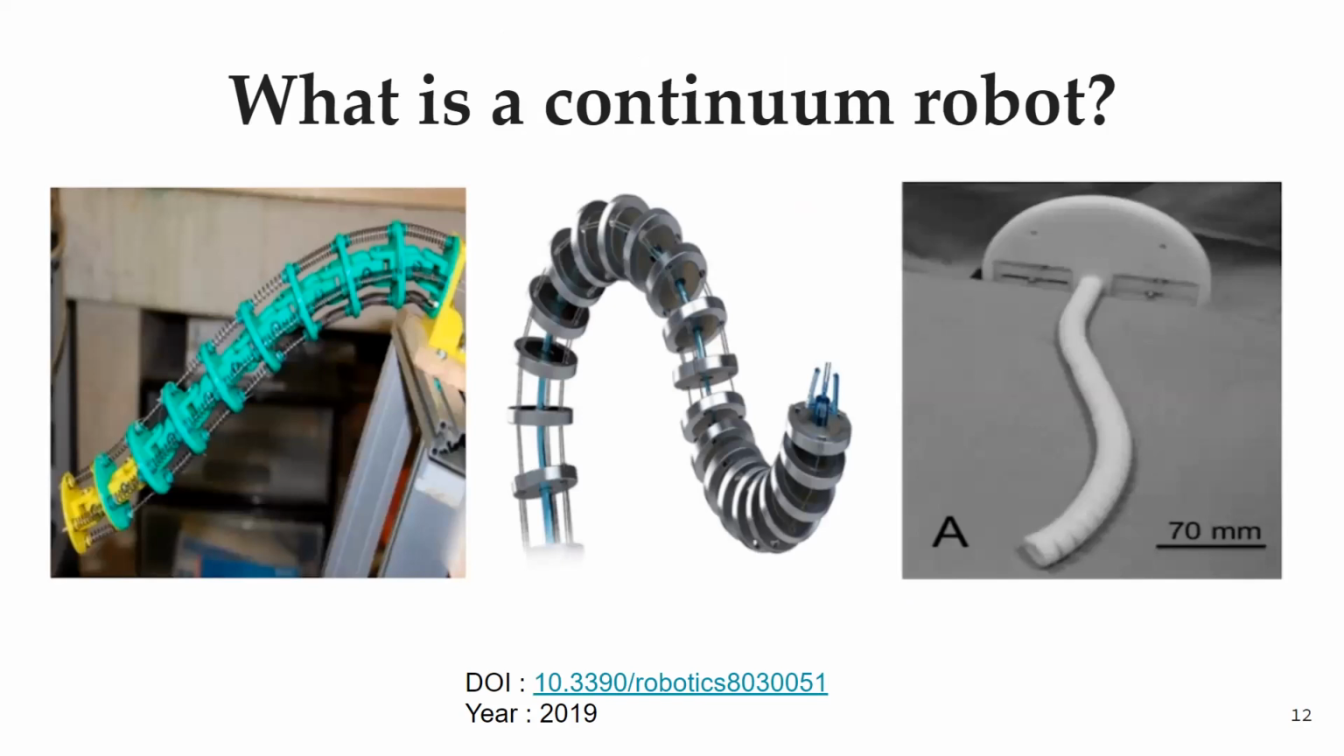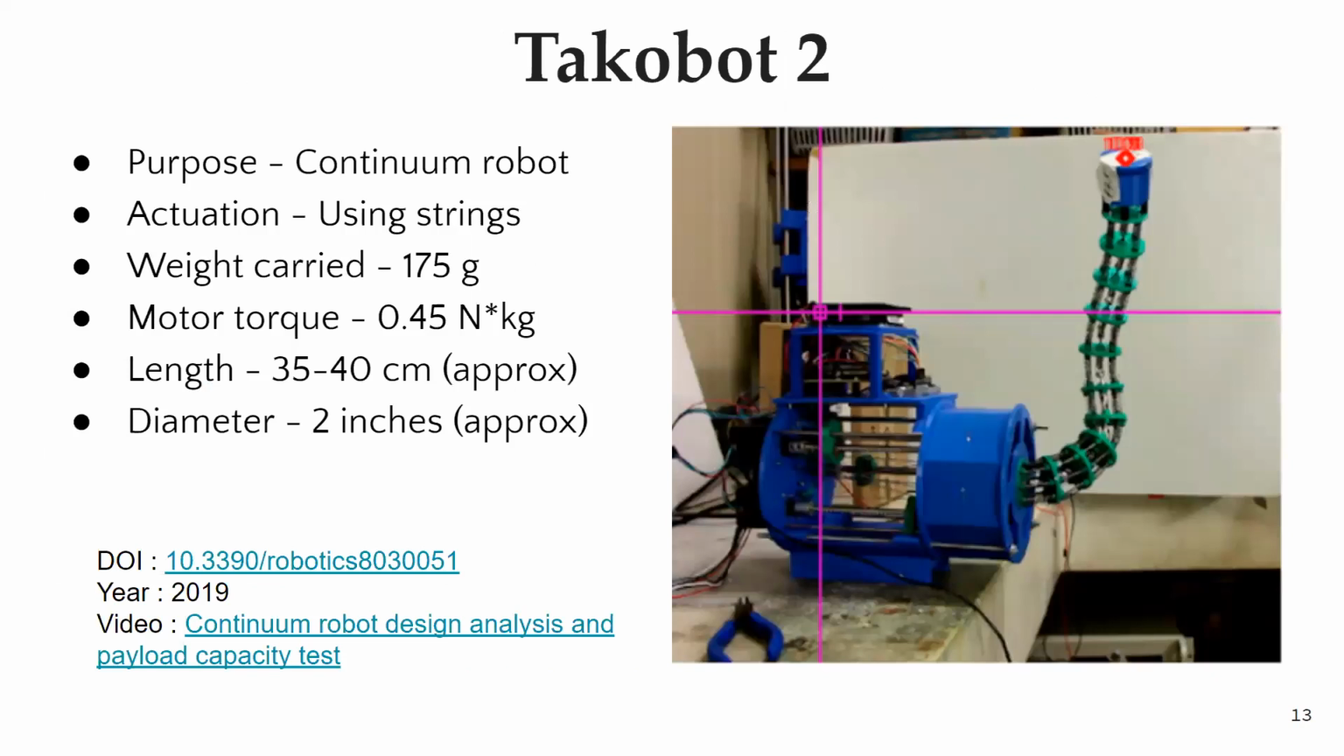Now, what is a continuum robot? A continuum robot is a robot with a continuous backbone, much like the arm of an octopus, and has theoretically infinite degrees of freedom. For my own robot, I have taken inspiration from two robots. This is Techobot 2. As you can see, it is a continuum robot, and it has universal joints connected in series for its backbone, and there are strings that run along the periphery for the control of the robot.